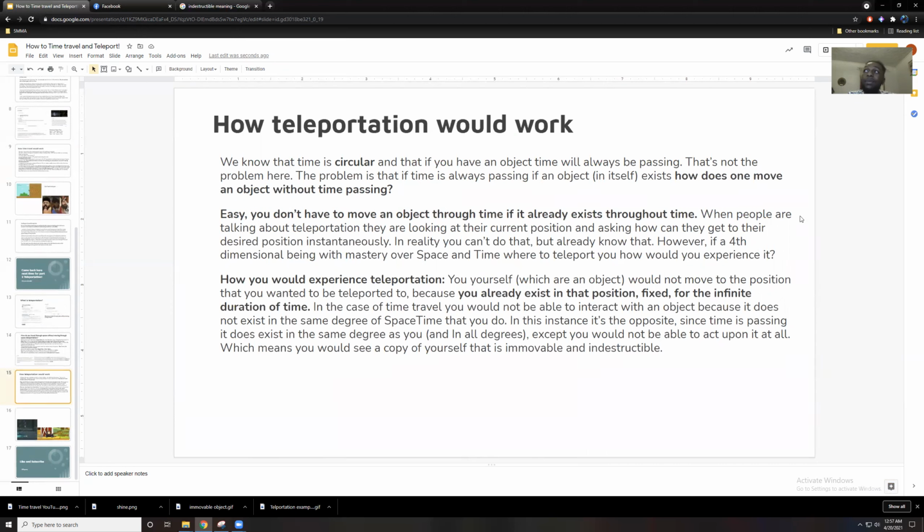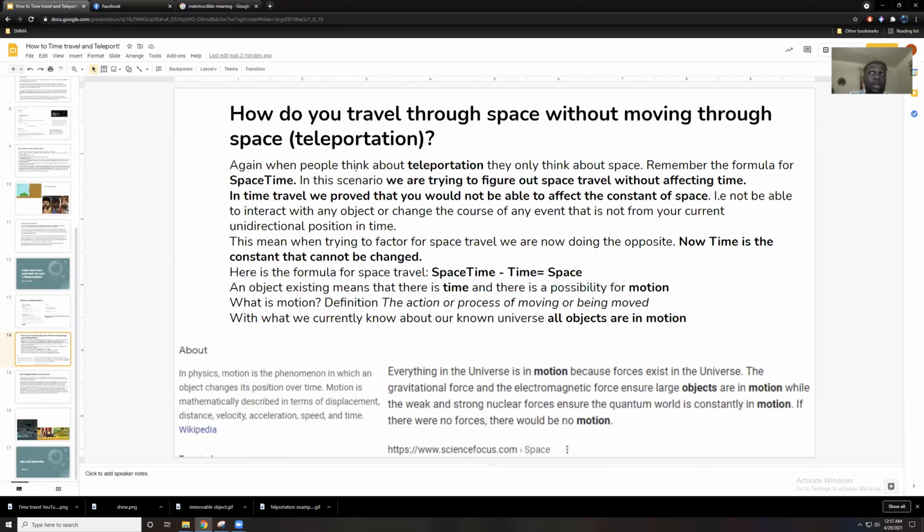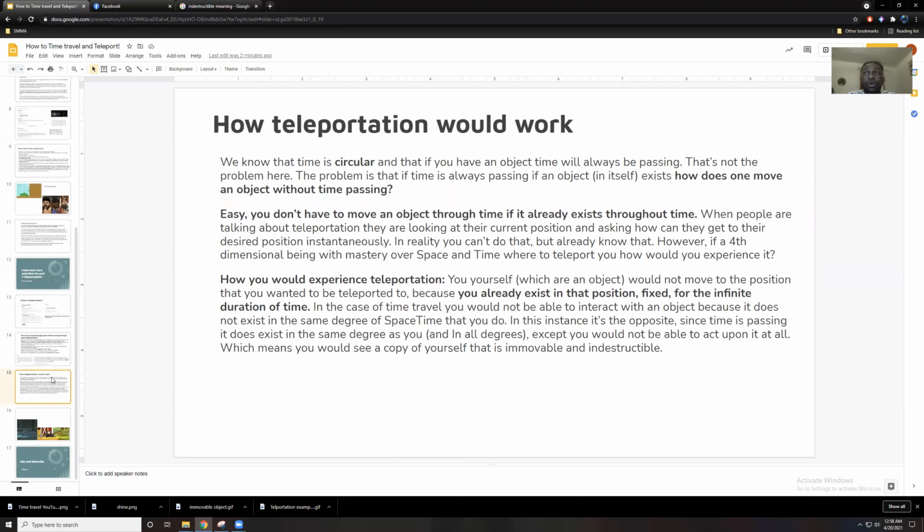When people are talking about teleportation, they are looking at their current position and asking how they can go to their desired position instantaneously. Remember what I said. Again, when people think about teleportation, they're only thinking about space. They're not factoring in the dimension of time that comes along with it, the other half that you can't escape. So if you now factor in the component of time, you can get a much clearer idea of how it would actually work.